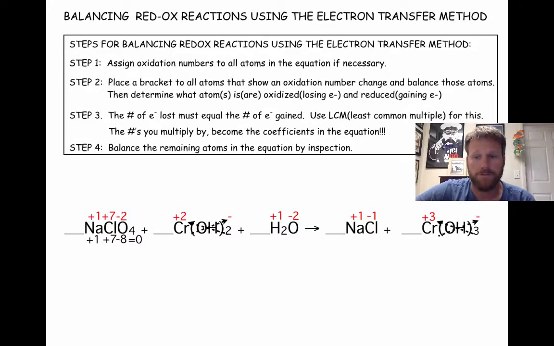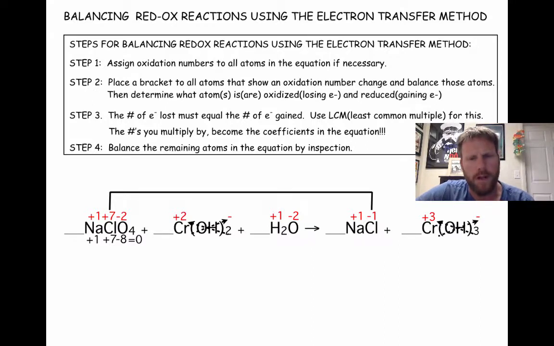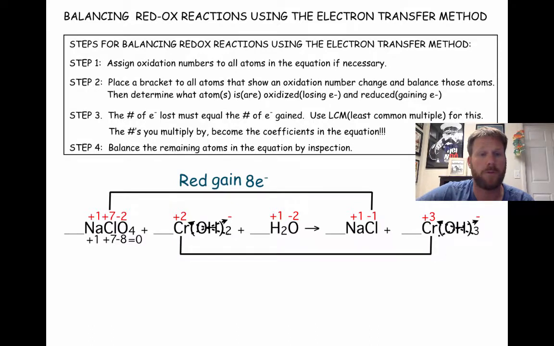So if we look here, chlorine changes oxidation number from +7 to -1. The only way to go from a +7 to a -1 is to reduce your oxidation number. That is reduction. And in this case, we had to gain 8 electrons in order to go from +7 to a -1. If you look at chromium, chromium went from a +2 oxidation state to a +3 oxidation state. It has lost an electron. So it is being oxidized.